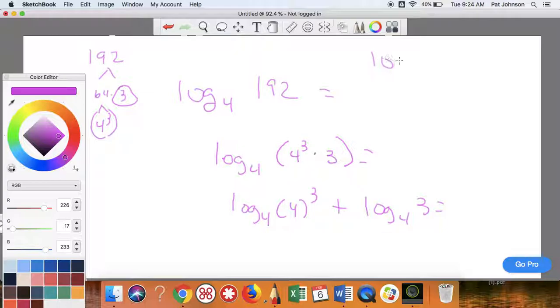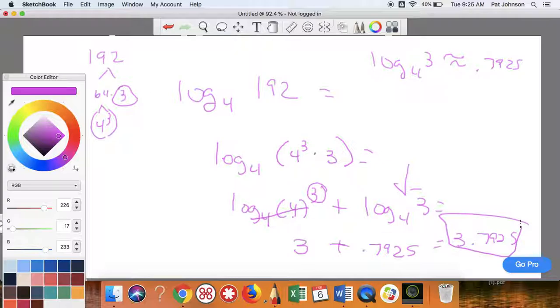Now they told us to use this as approximately 0.7925. Isn't that what this is here? So I can replace that with 0.7925. Now, if the base of your log and the base of your argument are exactly the same, this equals the power, 3. So 3 plus this is 3.7925. And that's how we use the product property to break it down into 2 separate logs, and then we can calculate this without a calculator.